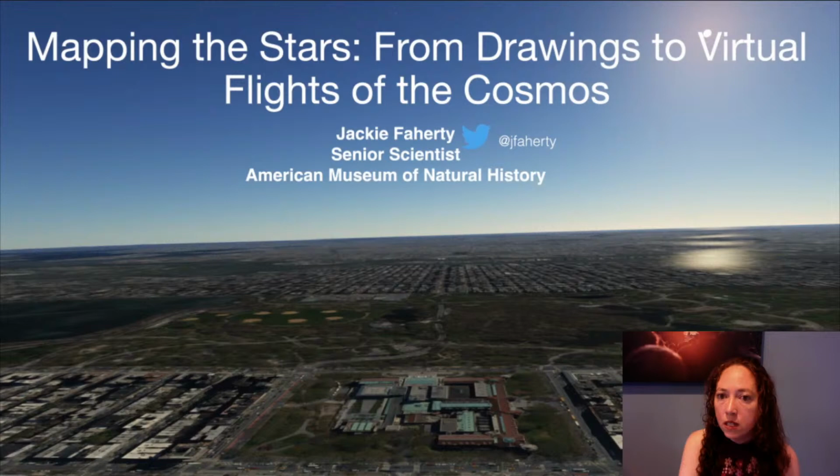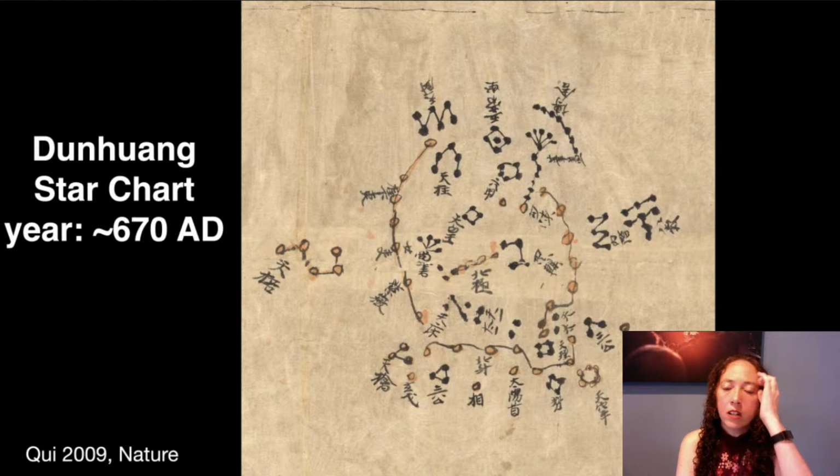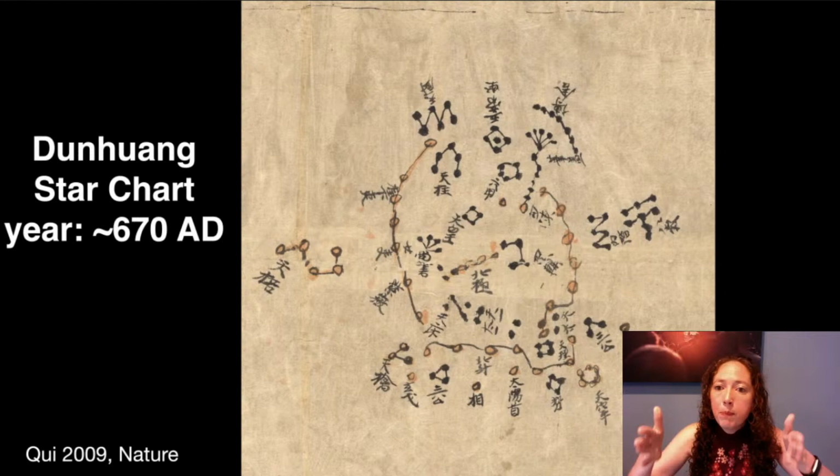So I'm going to start us at the beginning, or at least what I've gathered as the beginning. And that beginning is going to start us in China. My first slide here is a star chart. This is one of the oldest known recorded complete stellar catalogs. This is a panel of a multi-long scroll that was found along the Silk Road in roughly the year 1900.